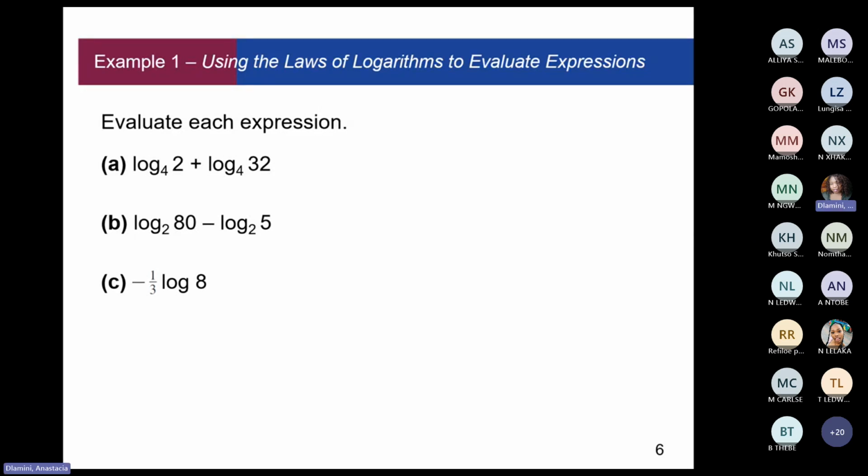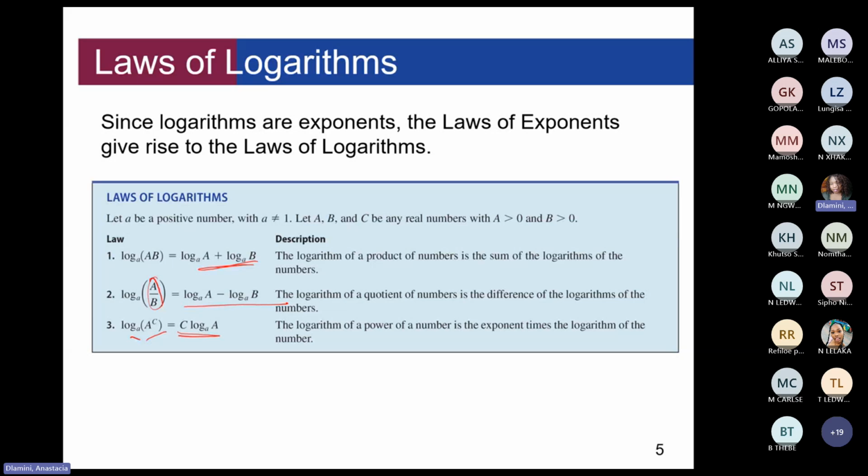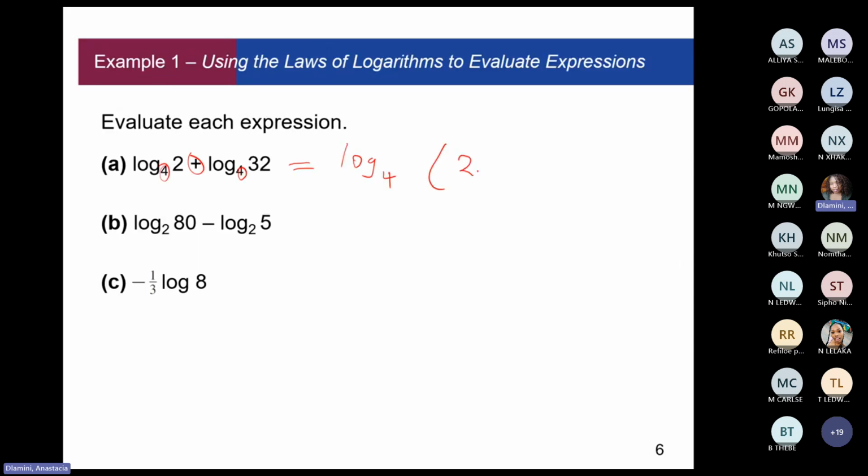So we see that this base and this base is the same. So log base 4. But if we are adding, meaning that we have this over here, we can reverse it and just multiply the A and the B. That's what that law is saying. So meaning that we can say 2 times 32. And we know 2 times 32 is 64. So log of 64 base 4.